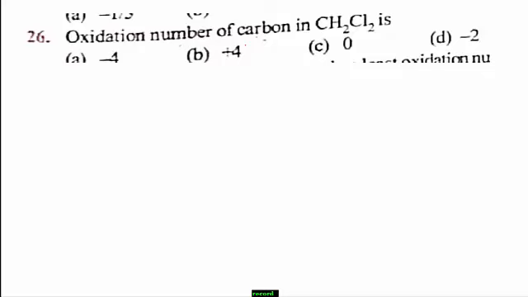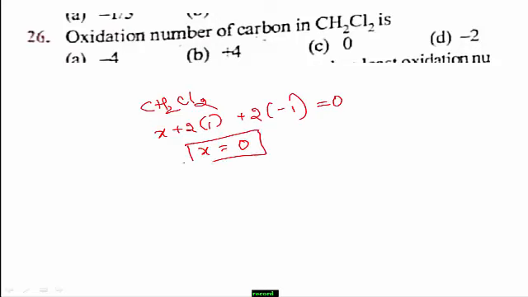Therefore, CH2Cl2, see here. Here carbon I take X, plus 2 into 1, because hydrogen is 1, and plus 2 into minus 1, overall equal to 0. When you calculate the value of X, it becomes 0. Therefore, option C, 0, is the right answer. The oxidation number of carbon is 0 in dichloromethane.